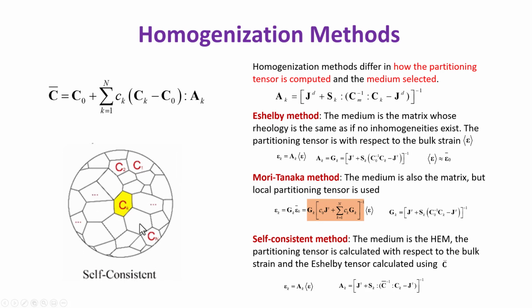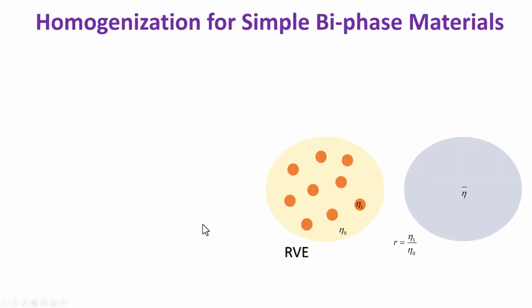There are materials that do not have a matrix phase, and these materials are called polycrystal materials or polyphase materials. For these materials, the self-consistent method is used for homogenization. The effective stiffness is used for the calculation of the Eshelby tensors and the strain rate partitioning tensors. Because of this, the self-consistent method leads to implicit equations, and the self-consistent equations must be solved iteratively in order to get the homogenized stiffness.